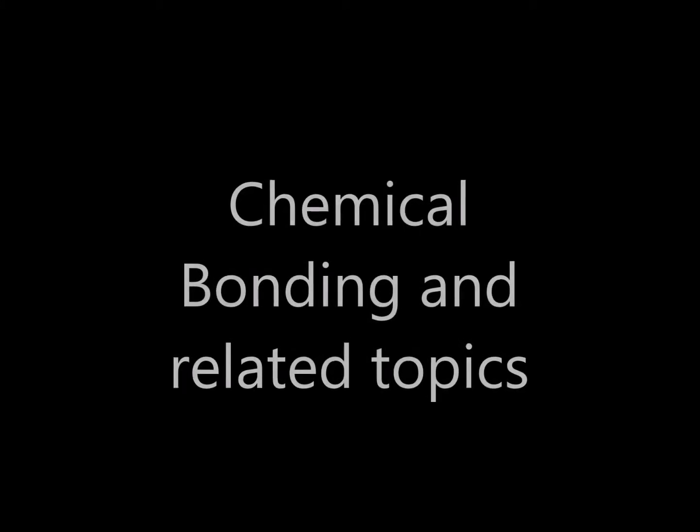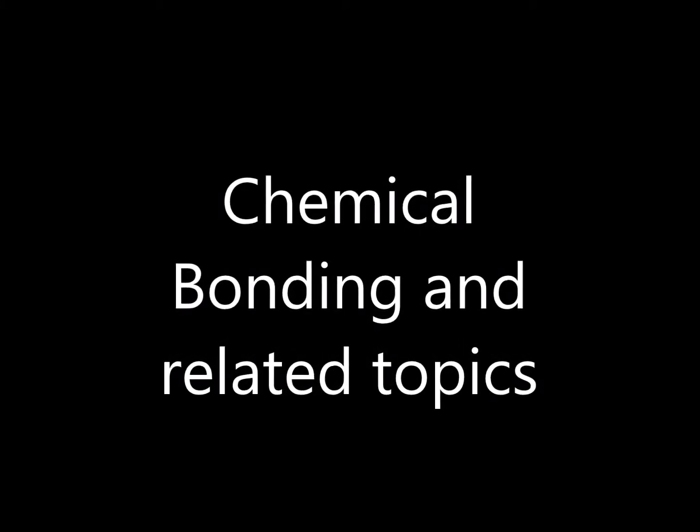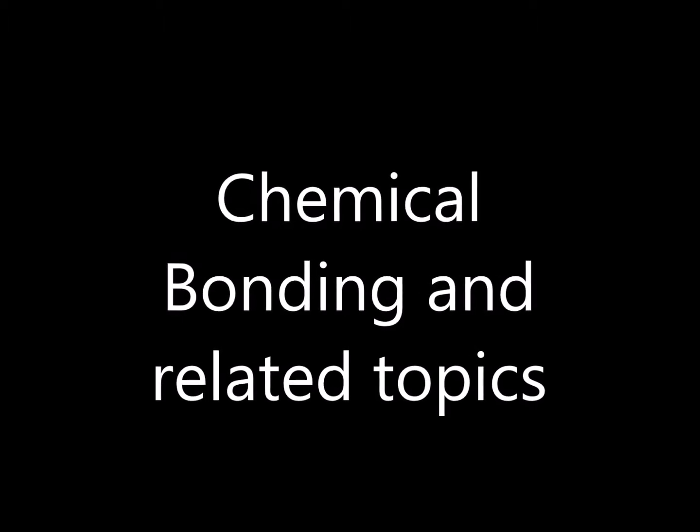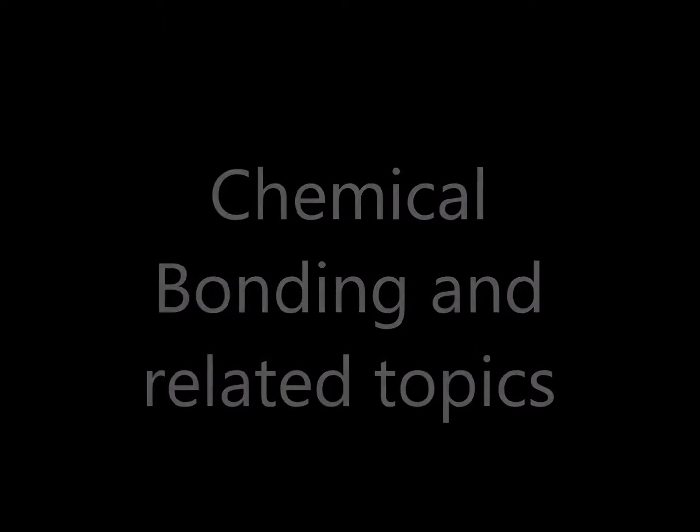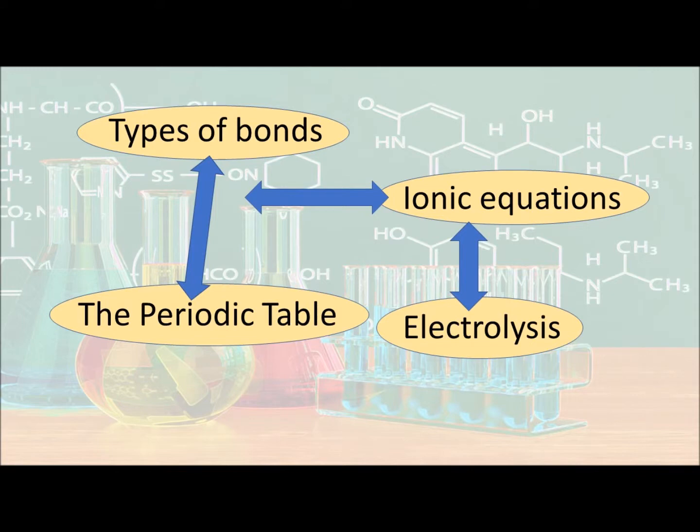This video is about chemical bonding. Quite often in GCSE teaching of chemistry, the subject is taught in a linear fashion. You learn about one thing after another, and sometimes the bigger picture is not clearly presented. Here I'm going to link the types of bonds to the periodic table and also to electrolysis by talking about ionic equations. These things are all related, and if you look at it that way, it should help you.